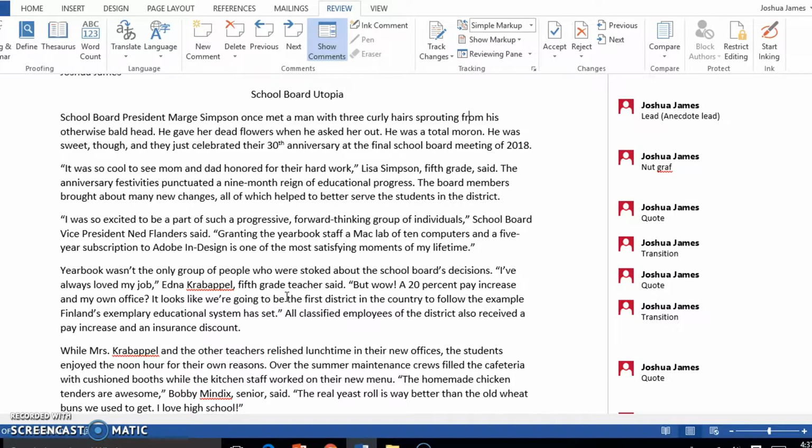The board members brought about many new changes, all of which helped to better serve the students in the district. "I was so excited to be part of such a progressive, forward-thinking group of individuals," School Board Vice President Ned Flanders said. "Granting the yearbook staff a Mac lab of 10 computers and a 5-year subscription to Adobe InDesign is one of the most satisfying moments in my lifetime." Yearbook wasn't the only group of people who were stoked about the school board's decisions.